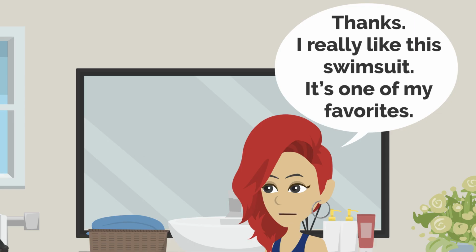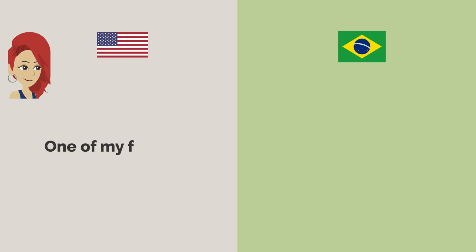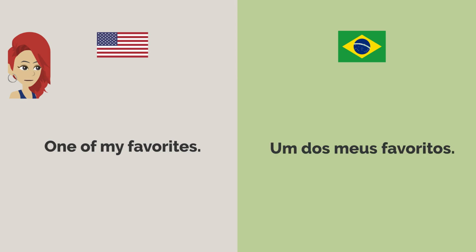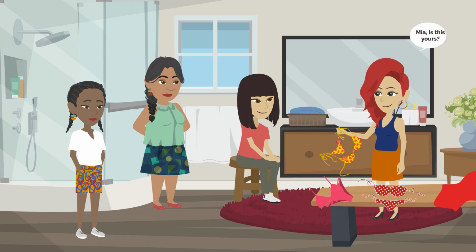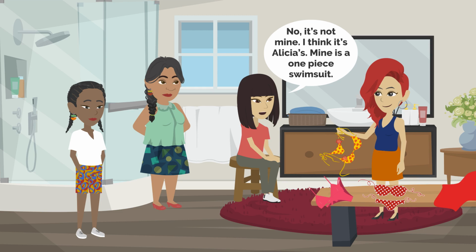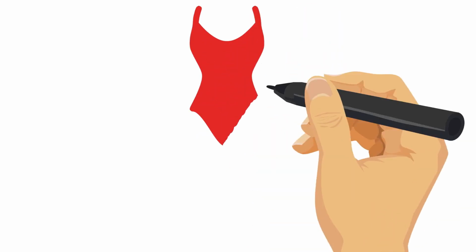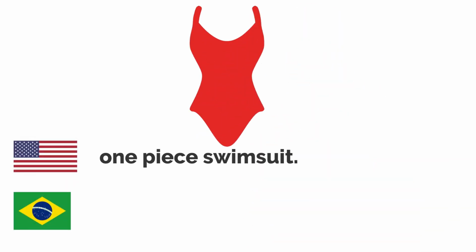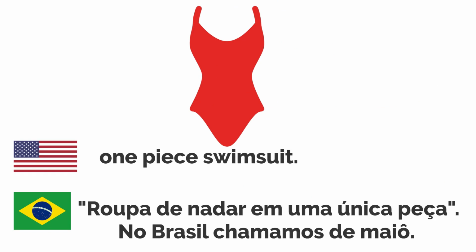Oh, thanks. I really like the swimsuit. It's one of my favorites. One of my favorites. Um dos meus favoritos. Mia, is this yours? No, it's not mine. I think it's Alicia's. Mine is a one-piece swimsuit. One-piece swimsuit. Roupa de nadar em uma única peça. No Brasil chamamos de maiô.